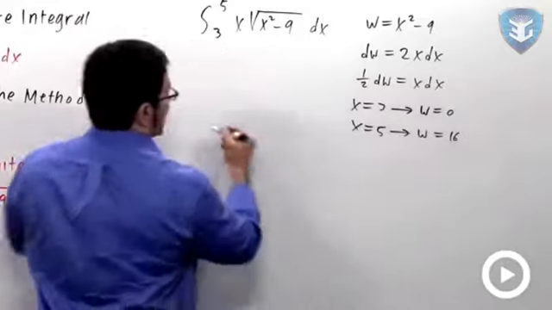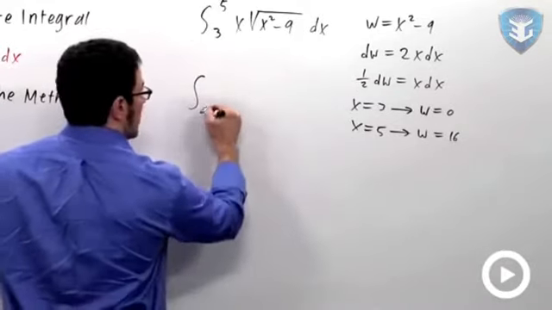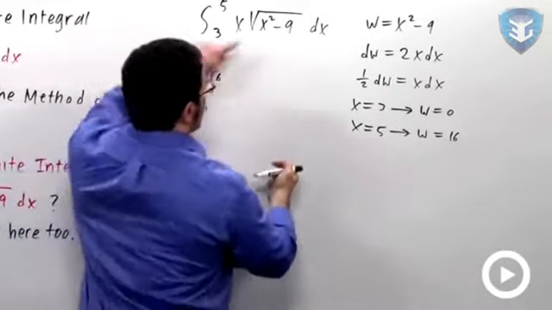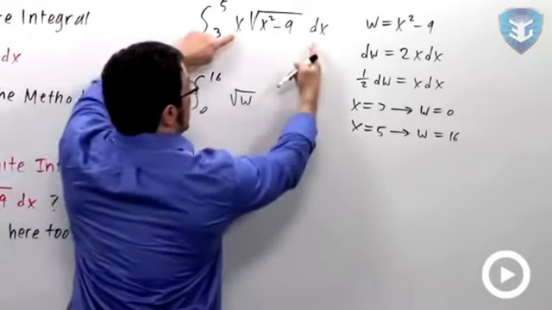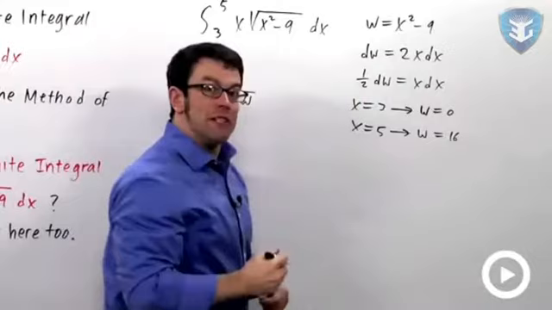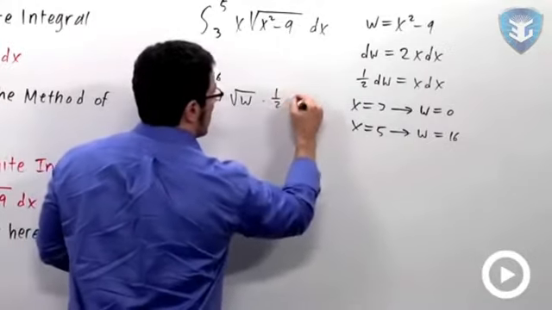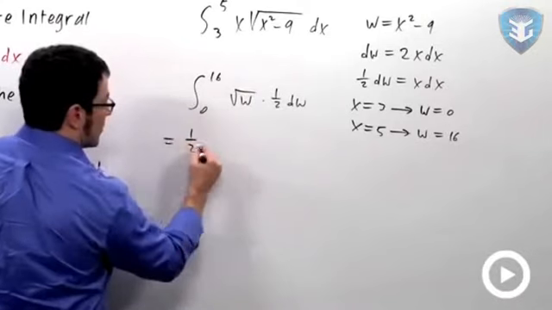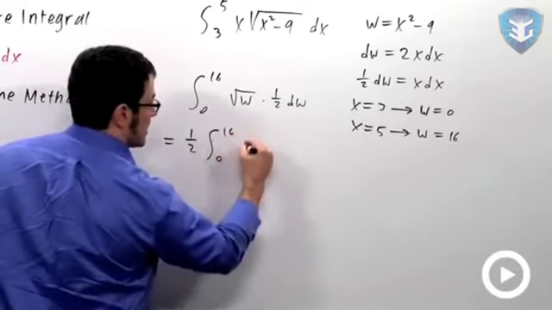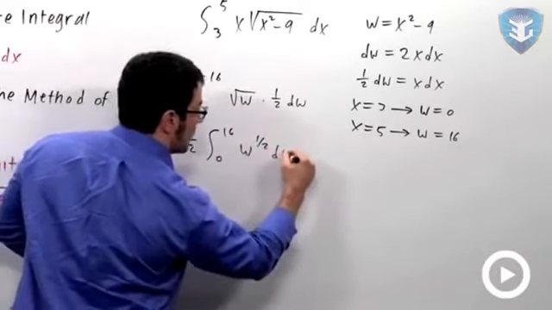So my new integral is going to be the integral from 0 to 16. The square root of x squared minus 9, that'll be root w. The x dx, 1/2 dw. So I'll pull the 1/2 outside. Integral from 0 to 16, w to the 1/2 dw.